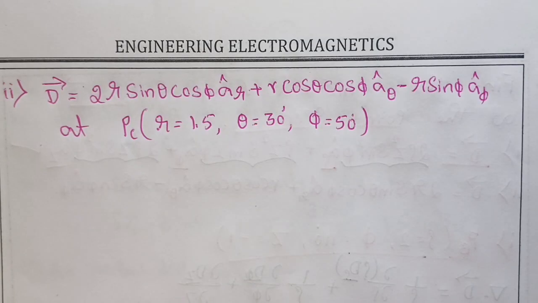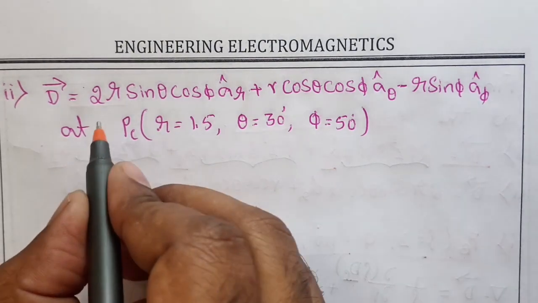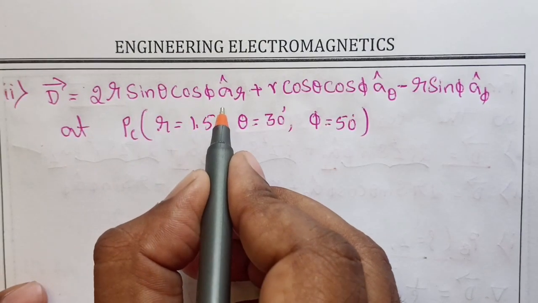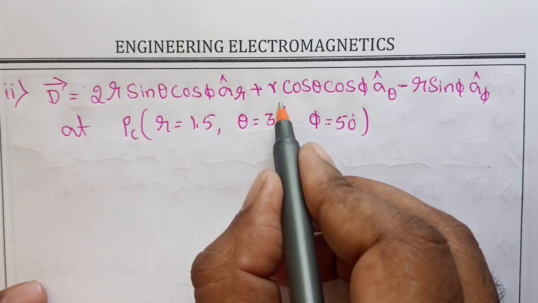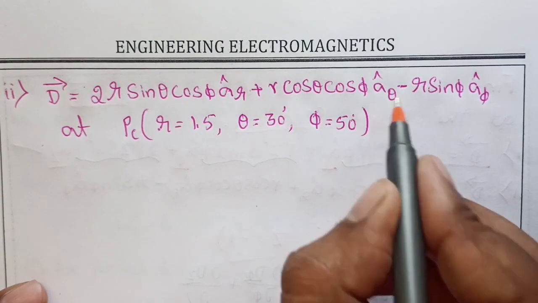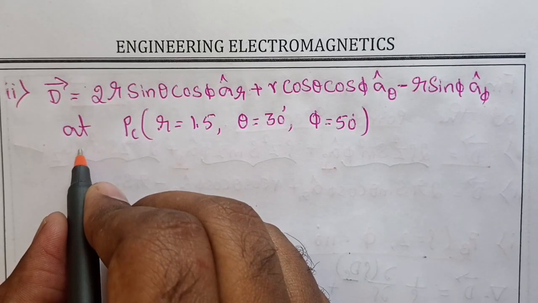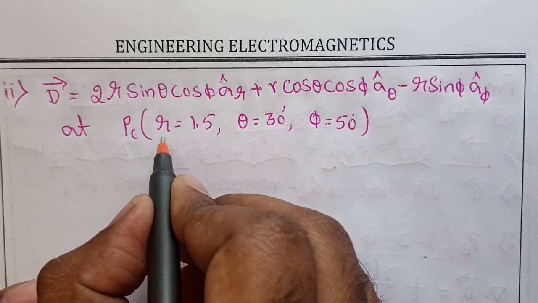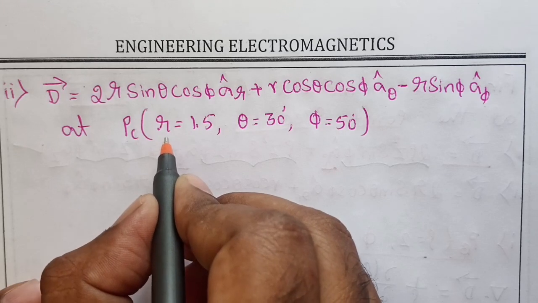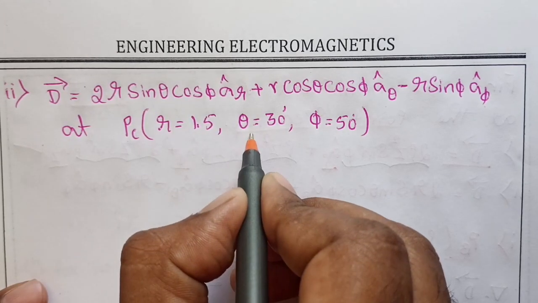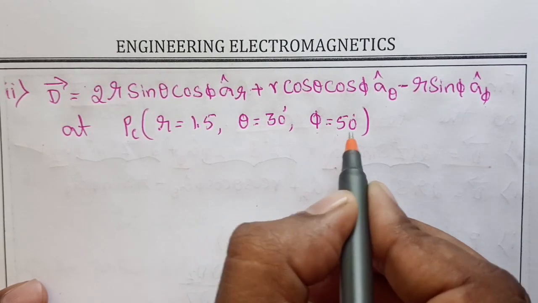This is the second sub question given. D is given as 2r sine theta cos phi along ar, plus r cos theta cos phi along a theta, and minus r sine phi along a phi. And the point given is PC, that is, r equals 1.5, theta is 30 degrees and phi is 50 degrees.